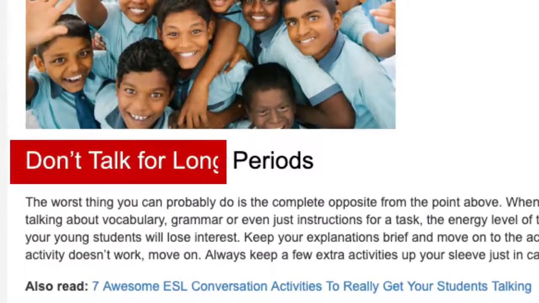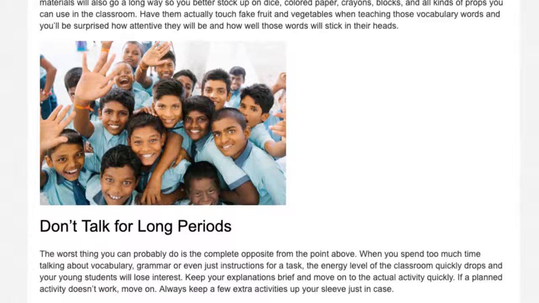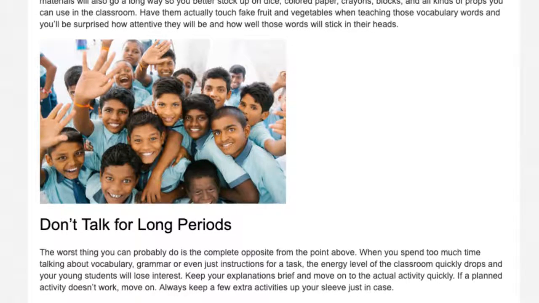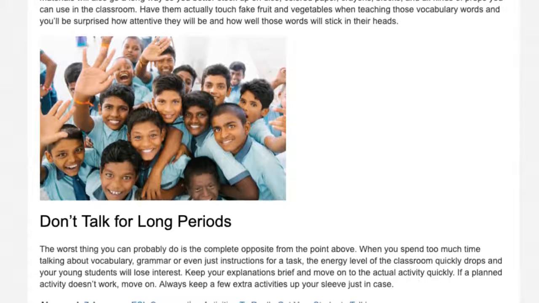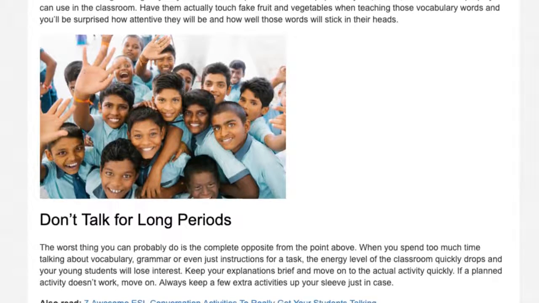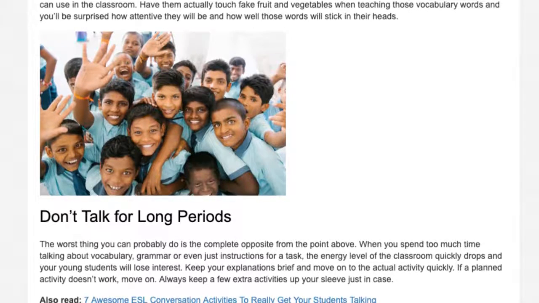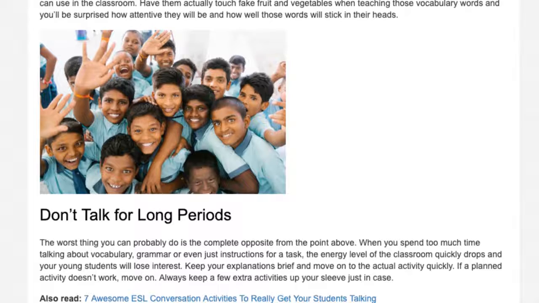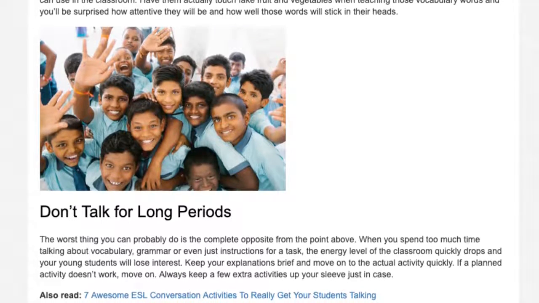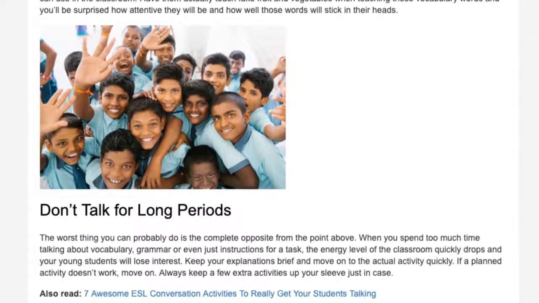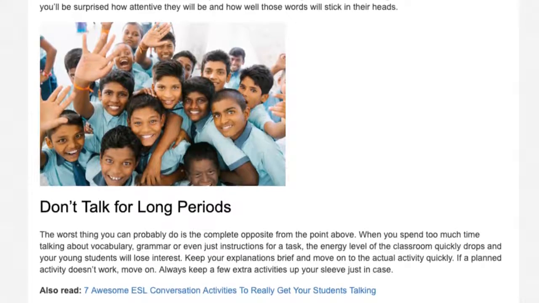Don't talk for long periods. The worst thing you can probably do is the complete opposite of the point above. When you spend too much time talking about vocabulary, grammar, or even just instructions for a task, the energy level of the classroom quickly drops, and your young students will lose interest. Keep your explanations brief and move on to the actual activity quickly. If a planned activity doesn't work, move on. Always keep a few extra activities up your sleeve just in case.